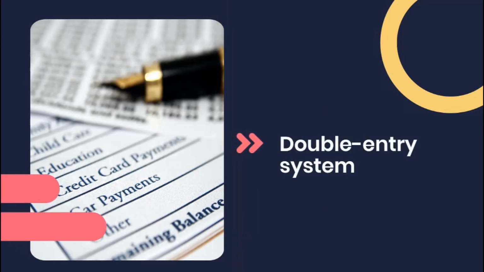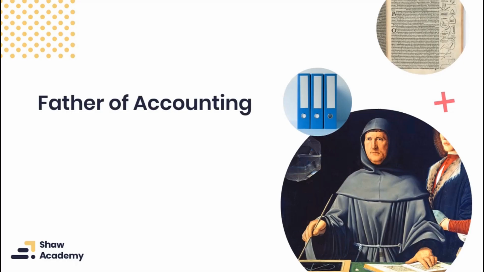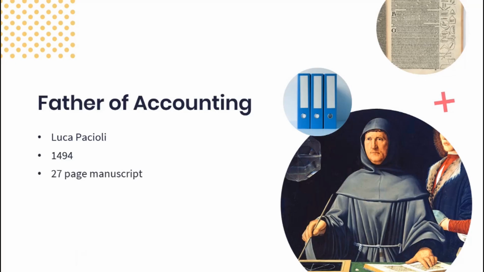And the historical fun doesn't end there. Let's take a look at the double entry system and its origins. He was dubbed the father of accounting. Italian-born Luca Pacioli described this form of record-keeping in 1494 in a 27-page manuscript. The principles of this manuscript are still very much alive and used worldwide by bookkeepers and accountants alike.